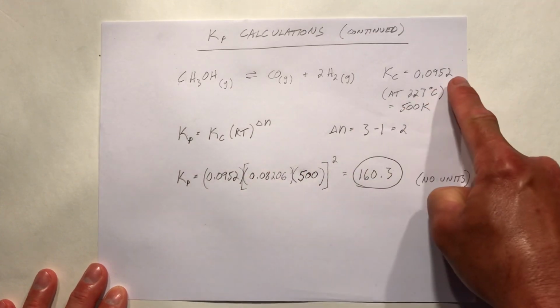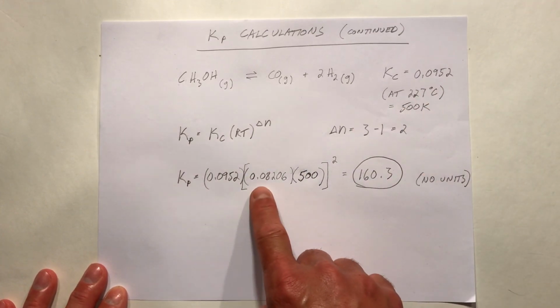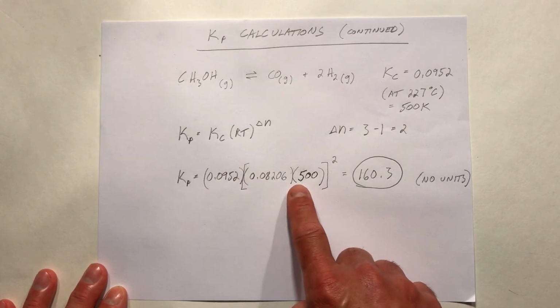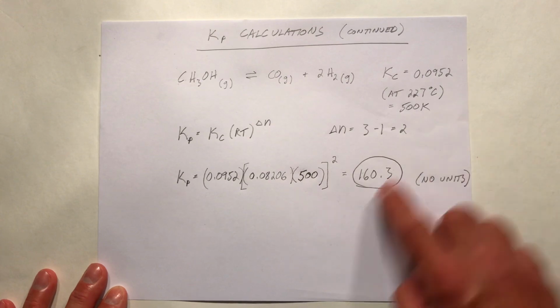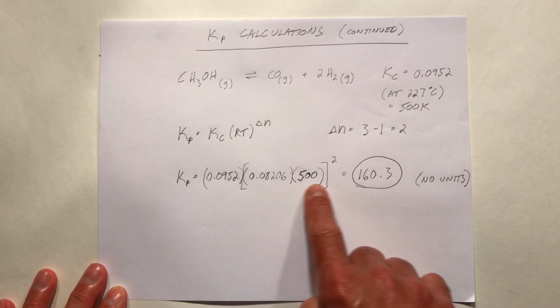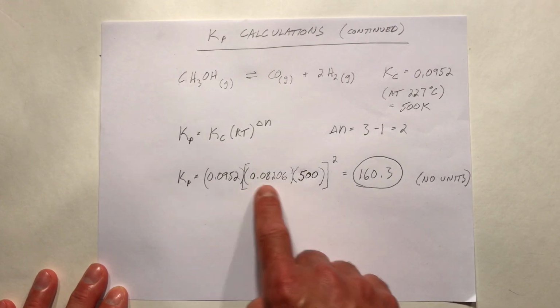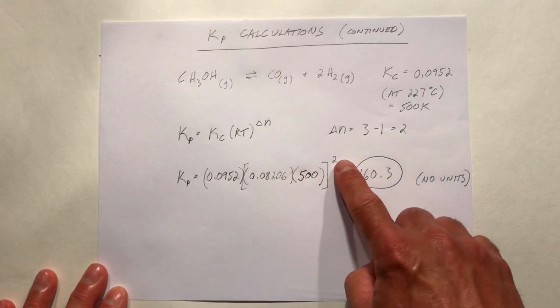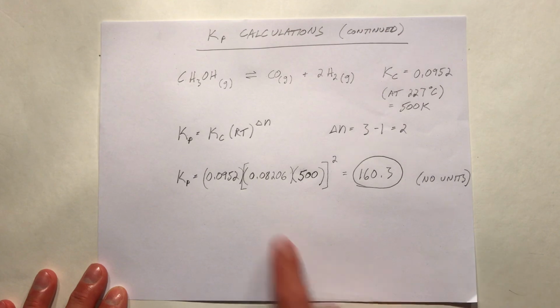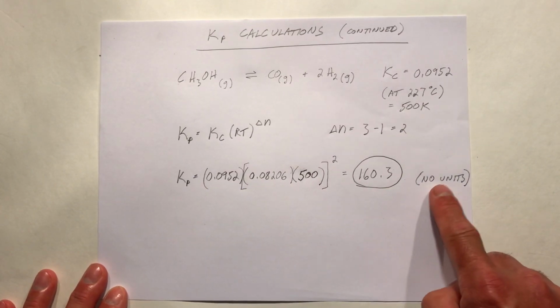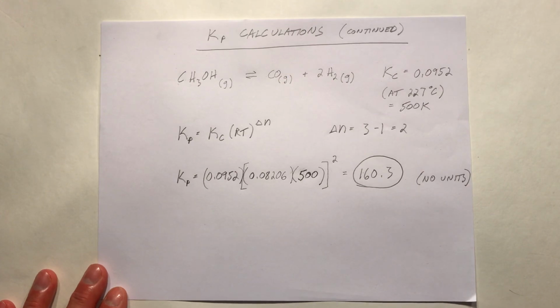Kc multiplied by 0.08206, that's the value of R, times 500, that's the temperature in Kelvin. And we don't have to put any units on this because Kp is going to be a unitless value. We take the product of these two and raise it to the second power, multiply that all together, and we get 160.3. No units for that.